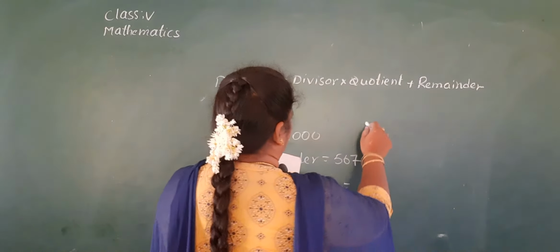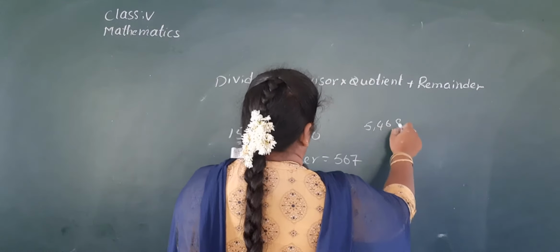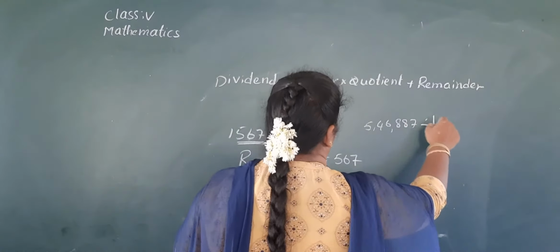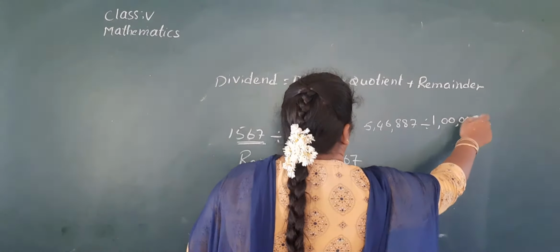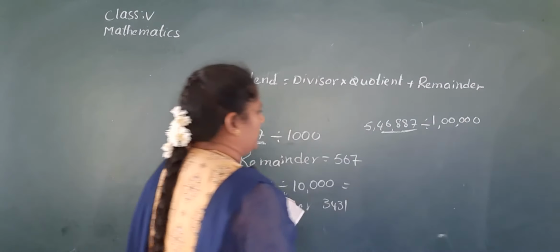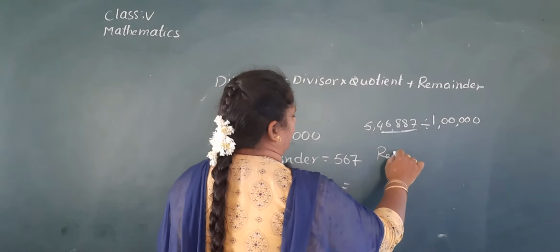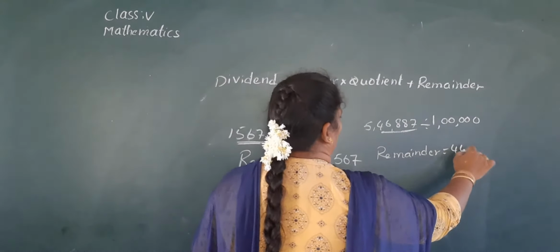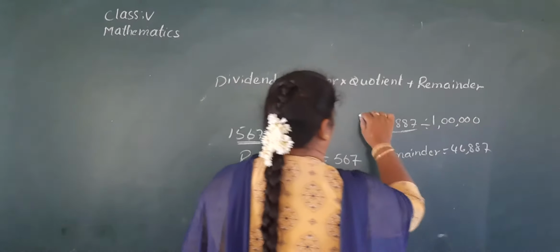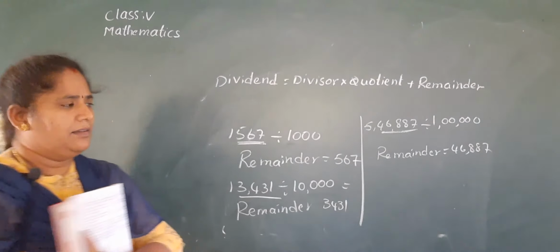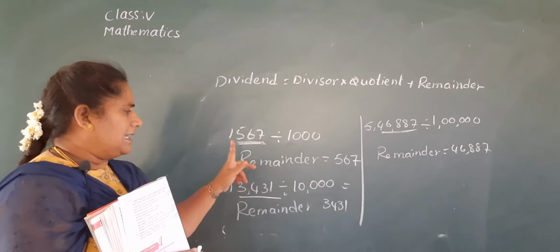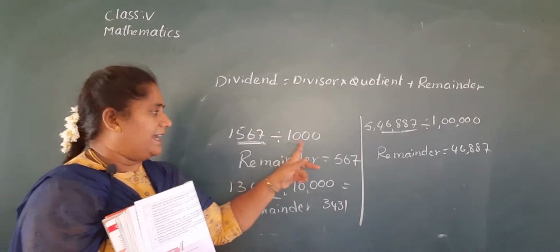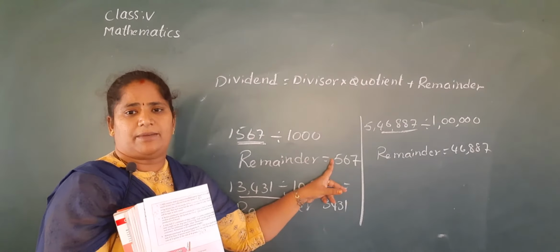If the number is divided by 1 lakh, then the last 5 digits become the remainder. So the remainder is equal to 46,887. Okay. So here the number is divided by 1000, the last 3 digits become the remainder.